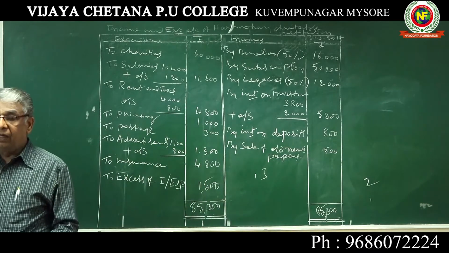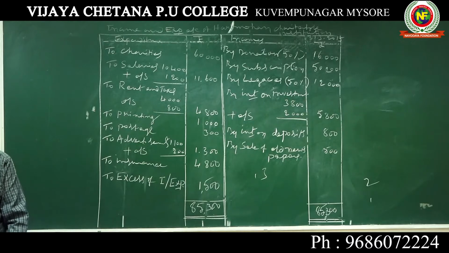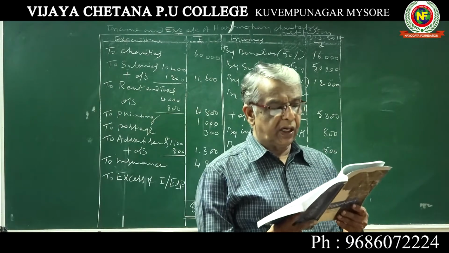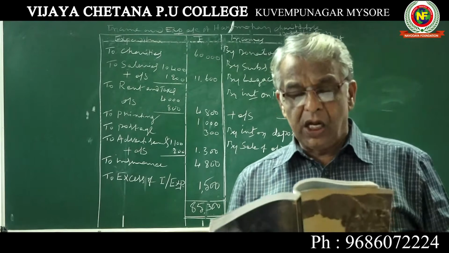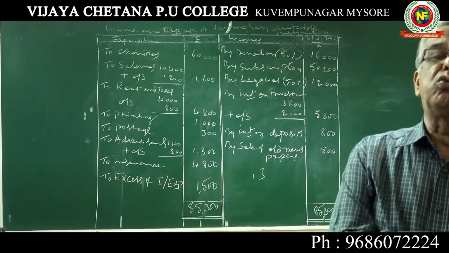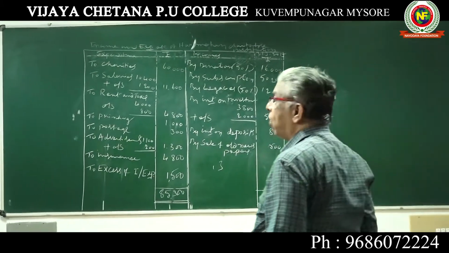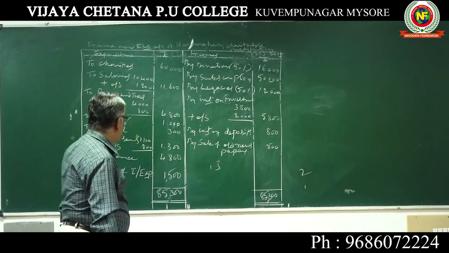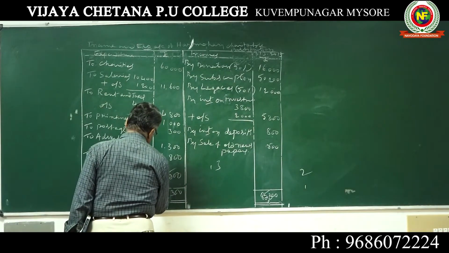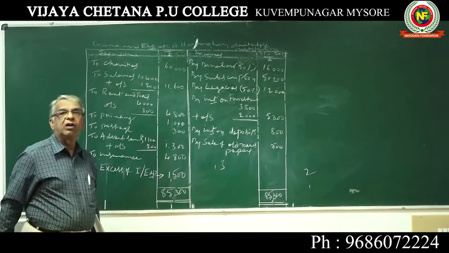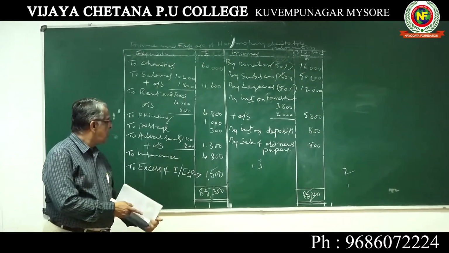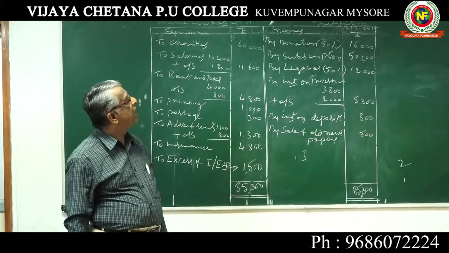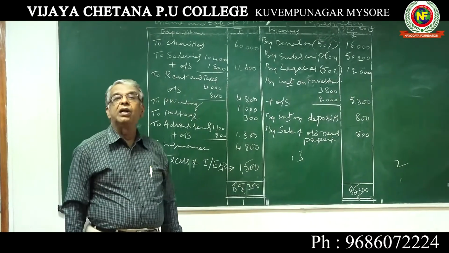So here in your textbook, in the old textbook, he has given the excess of income over expenditure as 2,500. It is not 2,500. I have worked out this problem. The answer is 1,500. This is the correct answer. 1,500 is the correct answer, students. So like this we have to prepare an income and expenditure account.